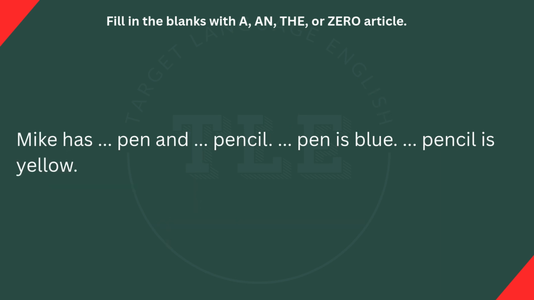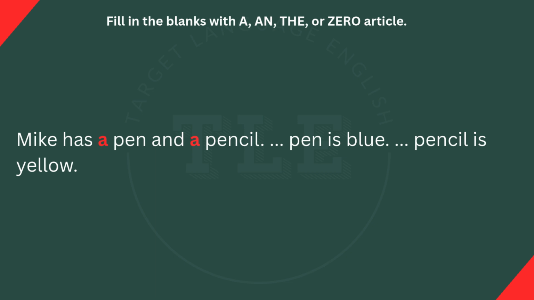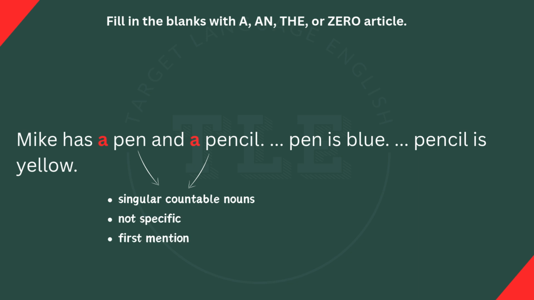Mike has pen and pencil. Pen is blue, pencil is yellow. Let's check the answer. We'll say Mike has a pen and a pencil. The nouns pen and pencil are singular countable nouns, so they each need an article. We're not pointing to a specific pen or pencil yet. This is the first time we're mentioning them, so they could be any pen and any pencil. That's why we use the indefinite article a for both.